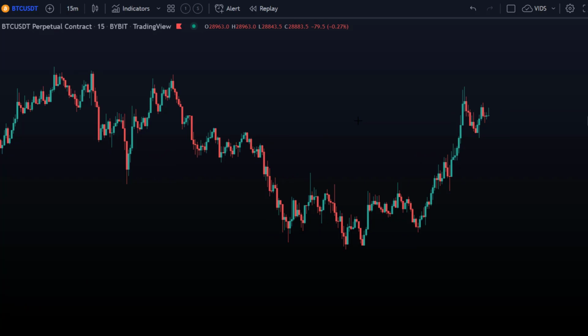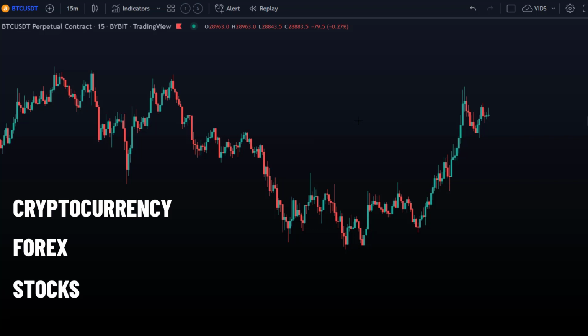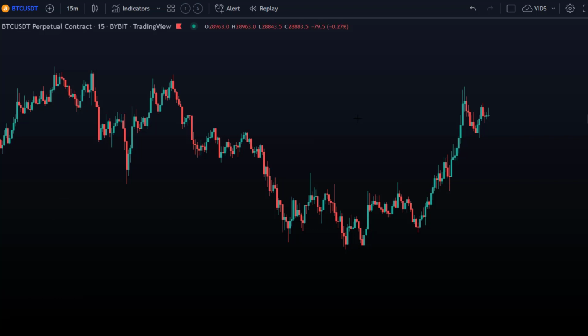Today I'm trading the strategy on the price of Bitcoin, but you can also run this strategy on other cryptocurrencies or forex or on the stock market. As I said, we use 3 indicators for this day trading strategy.